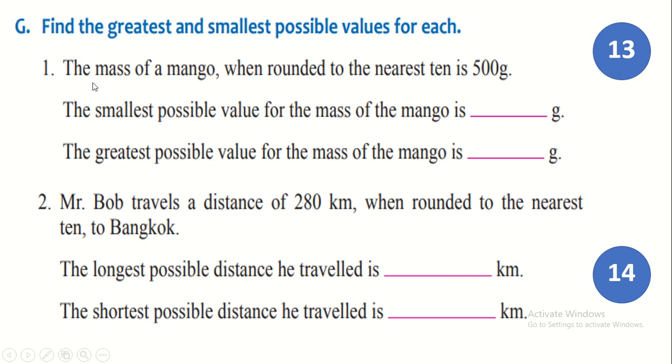The mass of a mango when rounded to the nearest 10 is 500. Okay? Nearest 10, 500. The smallest possible value for the mass of the mango is, what is the number? Nearest 10 to become 500 is 495. This is the smallest. If you round this to the nearest 10, 495 becomes 500.